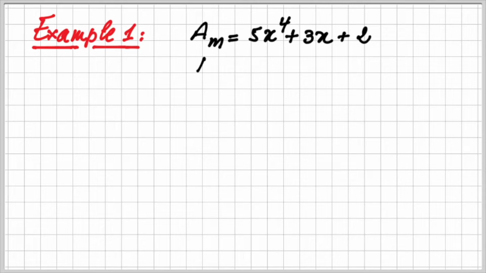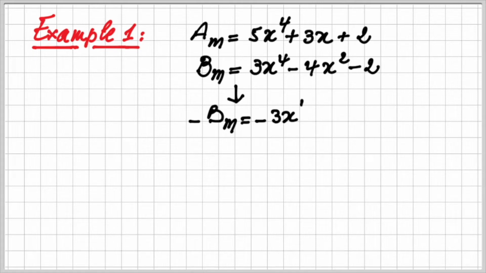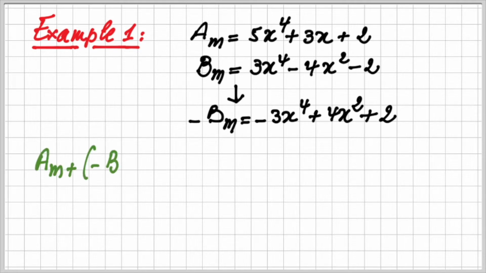We have two polynomials: a_m equal to 5x to the power 4 plus 3x plus 2, and b_m is 3x to the power 4 minus 4x squared minus 2. Both polynomials have the same order, the order is 4, and now we can say that minus b_m is minus 3x to the power 4 plus 4x squared plus 2. And we're going to add now a_m plus the inverse of b_m, minus b_m.